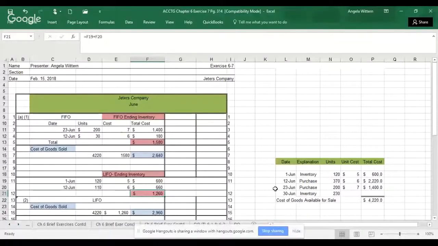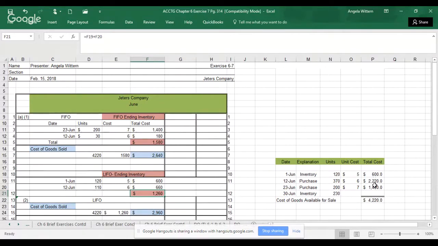This is going to be exercise number 7. I want to introduce you to the Jeters Company. We are to compute the cost of ending inventory and the cost of goods sold under the 3 methods of accounting for inventory: FIFO, LIFO, and average cost. The information here is what we were given in the text minus the summation here. We've got inventory, 2 purchases, and then this last line is going to be our inventory count.